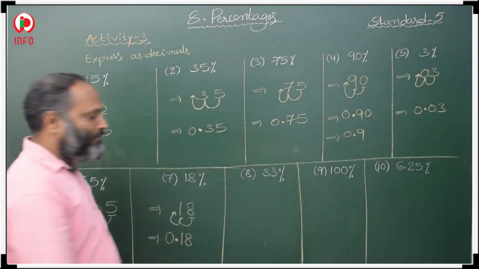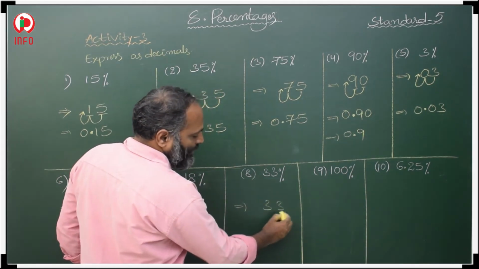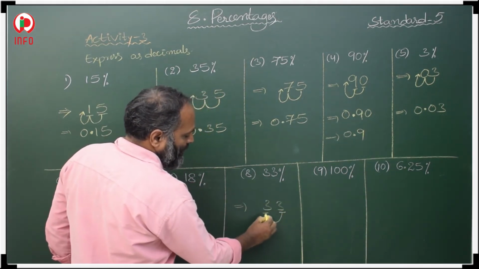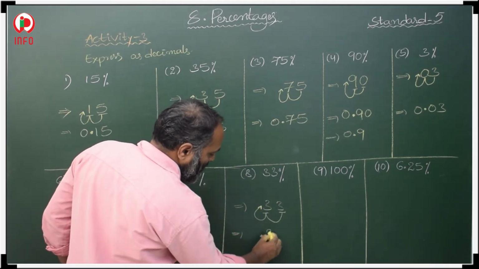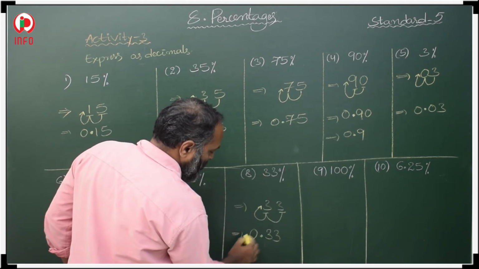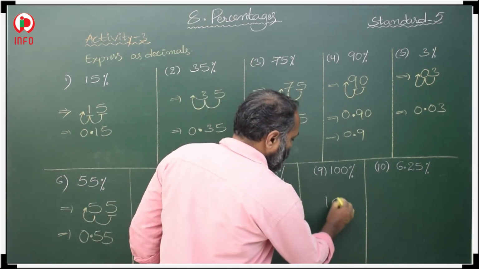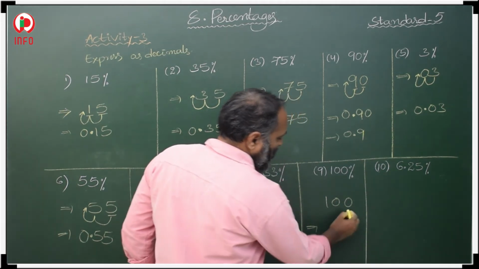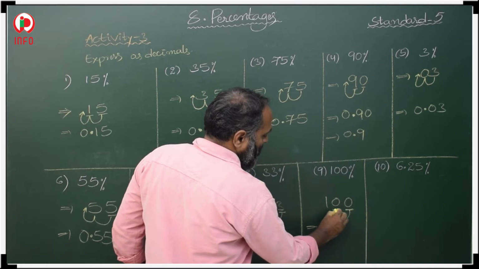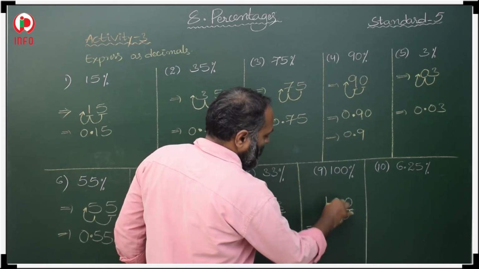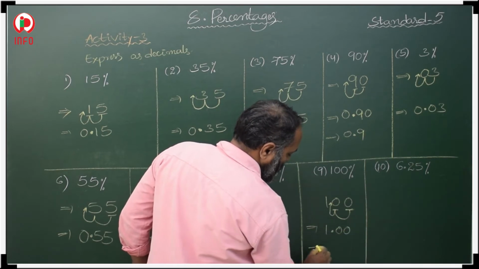Now 33%, means 33. This is the first place, this is the second place. After the second place we have to keep a decimal: 0.33. Now 100. In 100, here is the first place, here the second place. After the second place we keep the decimal here, which means 1.00. It is 1.